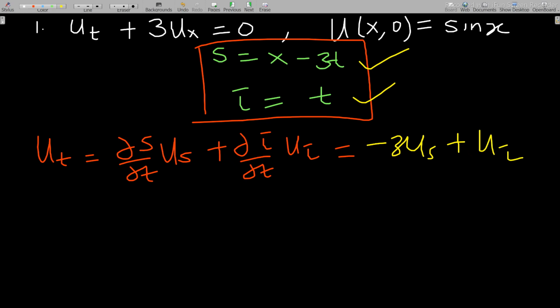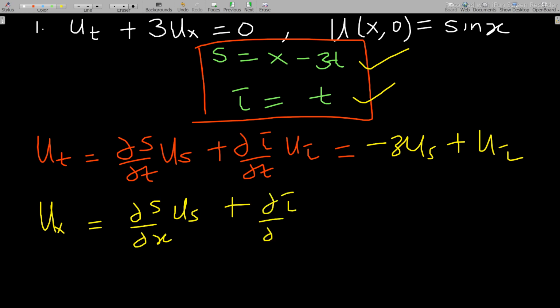Now with the other one, ux is also equal to del s del x us plus del tau del x u tau. So in effect, differentiating the first equation, s equals x minus 3t, with respect to x, I have 1, so I'll get us. Then tau does not depend on x, so I have 0. Okay, so I have these equations for ut and ux.